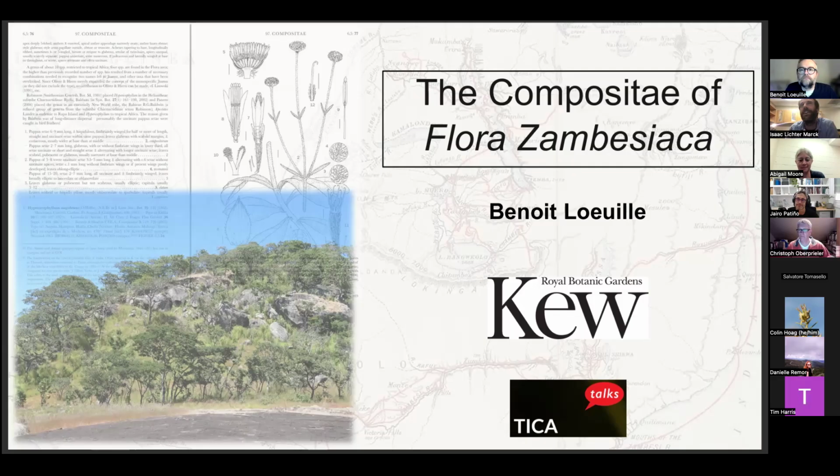So for the first talk, we're going to have Benoit Loeuille speaking about the composite of Flora Zambesiaca. With that, Benoit, you can take it away. Okay, hi everyone. Thanks, Isaac, for this opportunity to talk about Flora Zambesiaca. I'm working at Kew Gardens, and I am the current editor of Flora Zambesiaca. So I will have a few words about the context of Flora Zambesiaca, and then talk a bit about the compositing.